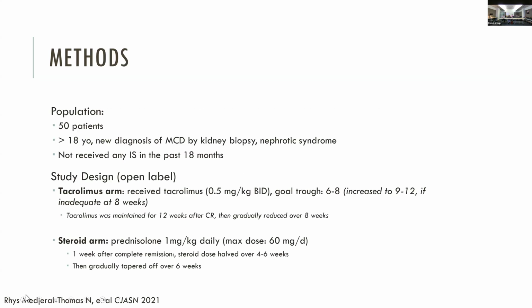They actually just had 50 patients that were adults. They had a new diagnosis of minimal change by biopsy, and they had not gotten any immunosuppression in the past 18 months. So we looked at tacrolimus versus steroids, which is basically 60 mg per day of prednisolone, gradually tapered off over 6 weeks, whereas TAC was maintained for 12 weeks after complete remission and then gradually reduced.